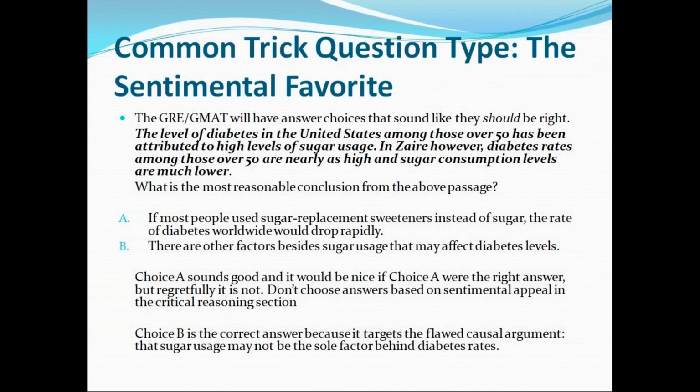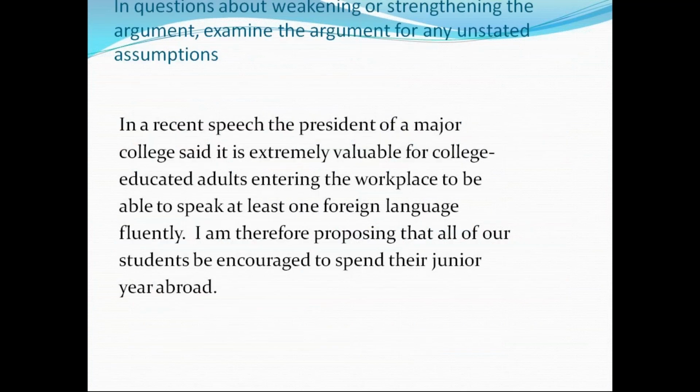So B is the correct answer because it targets the flawed causal argument that sugar usage may not be the sole factor behind diabetes rates. So it's just being aware of that. In questions about weakening or strengthening the argument, examine the argument for any unstated assumptions. So let's have a look at this.